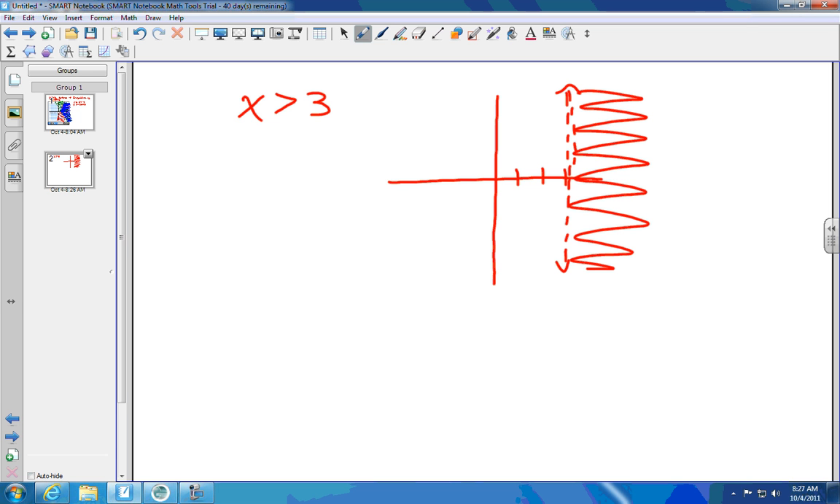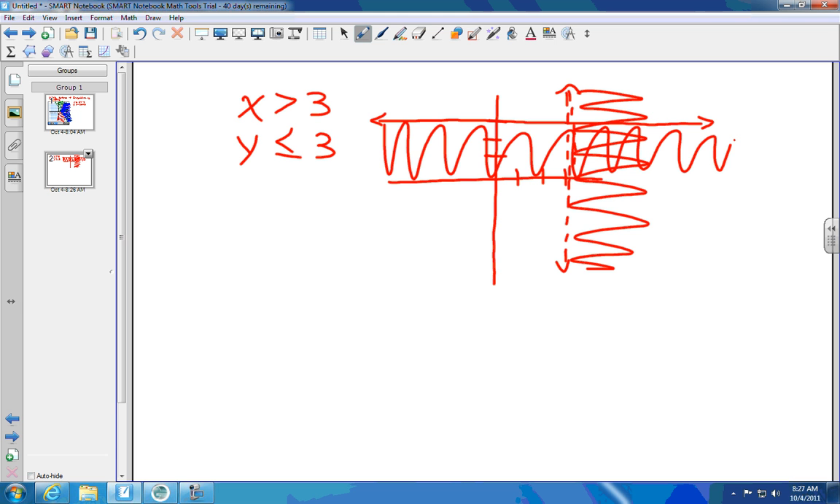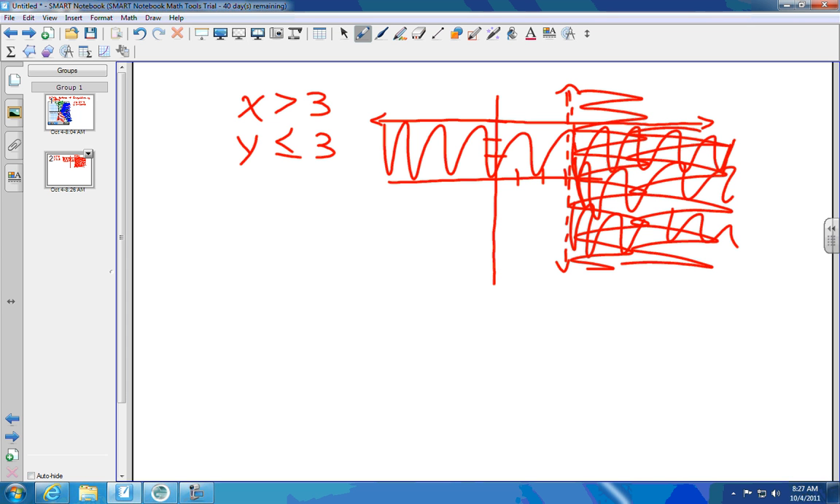You shouldn't even really need your calculator on problems like that. So y equals 3. If this were your system, y is less than 3. What kind of line is that? Horizontal line at 3. And that one would be a solid line. And where would you shade for that one? Underneath, because it's less than. So all this area down here would be the solution.